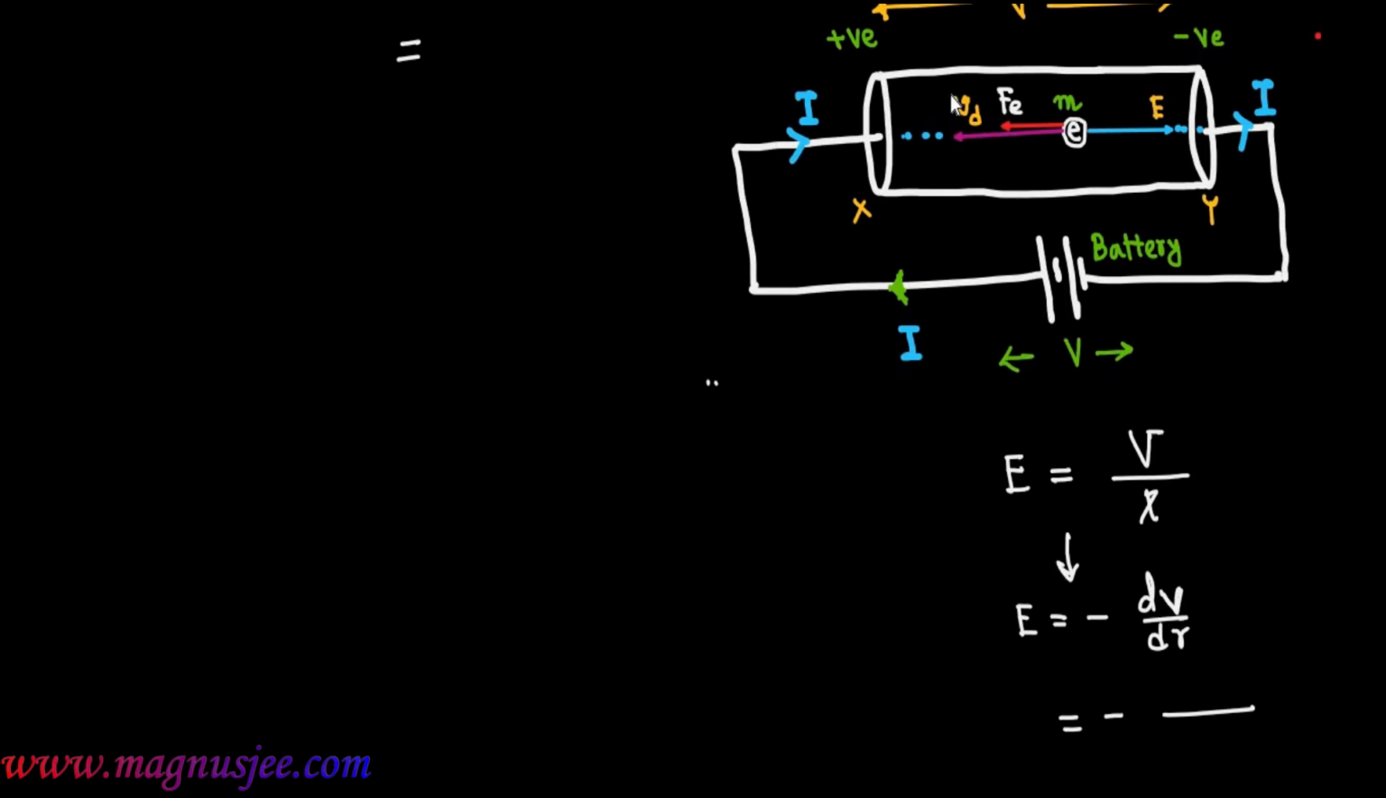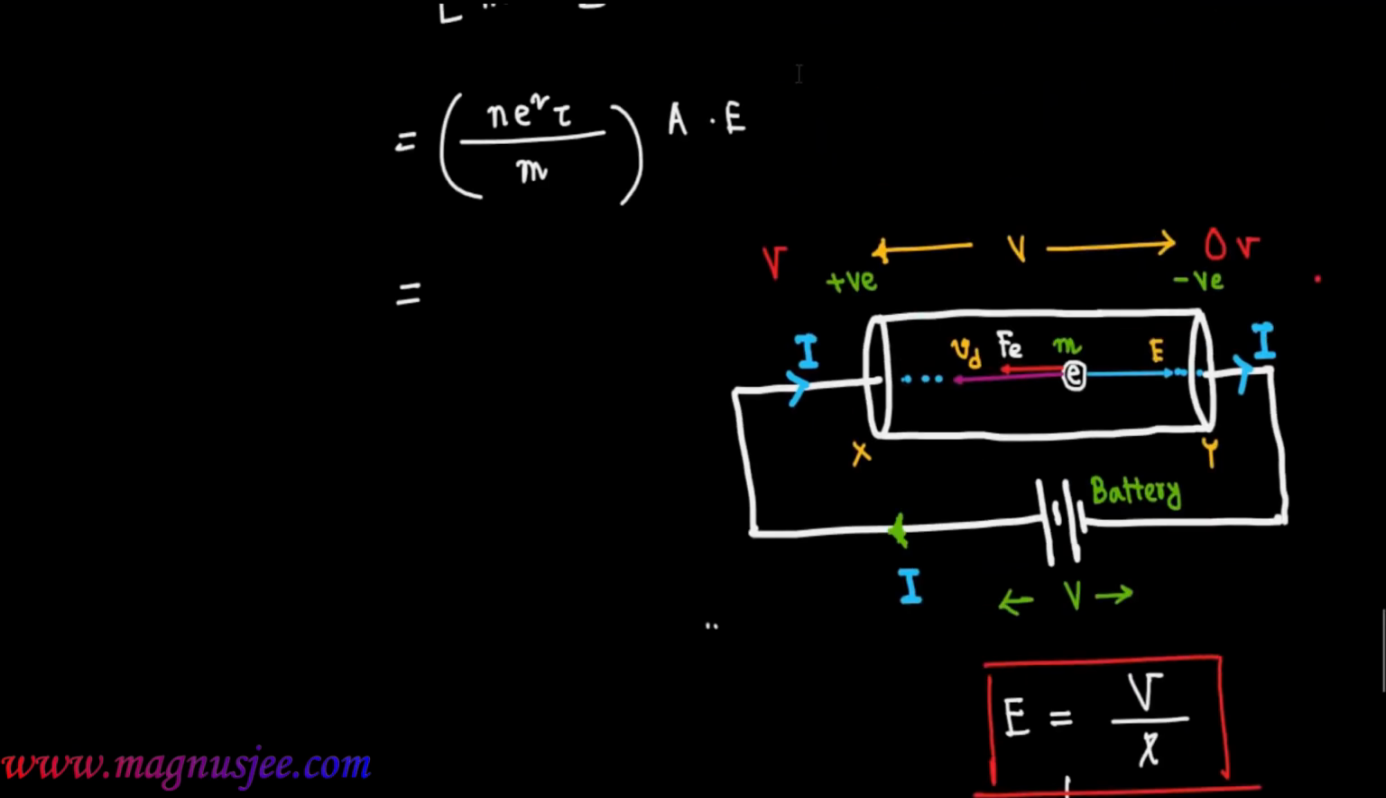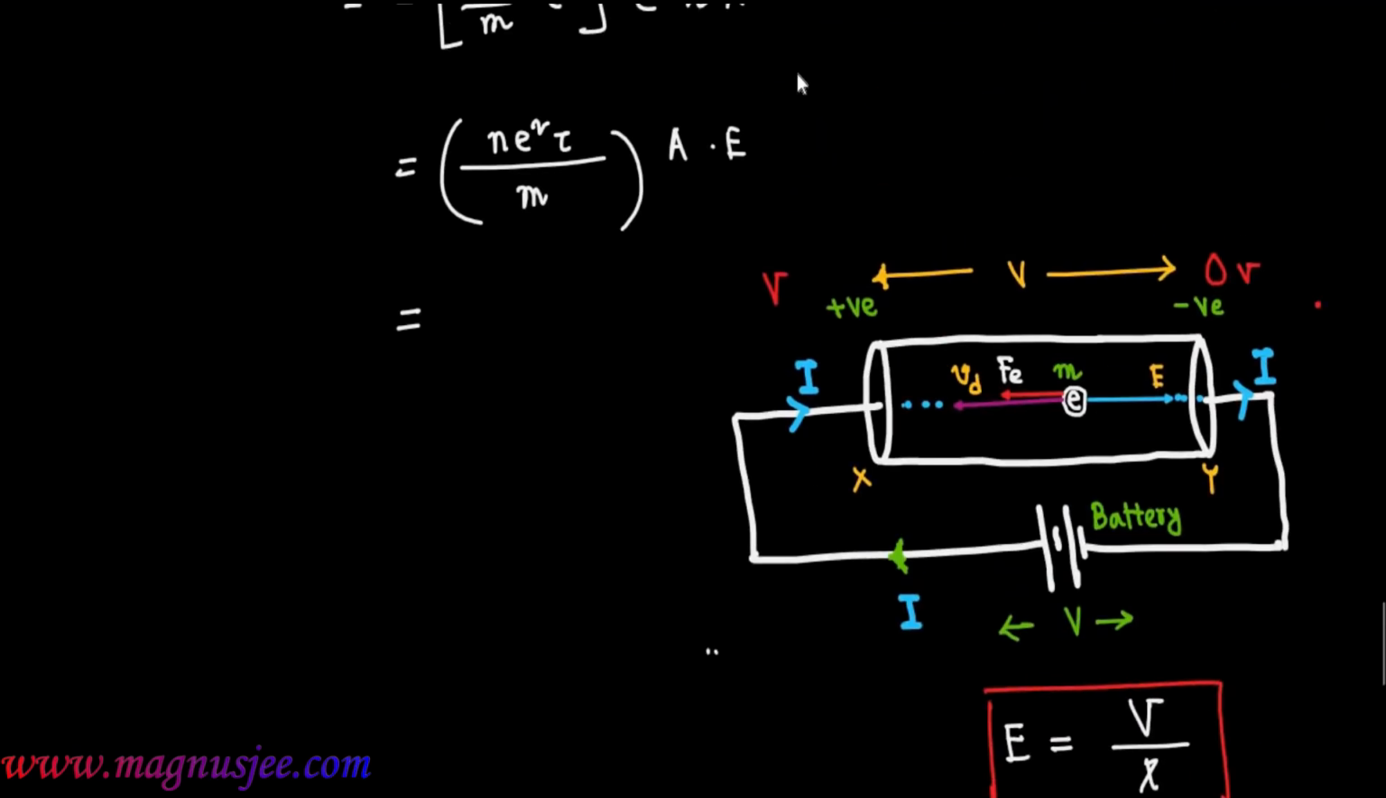Therefore, E is equal to minus, in place of potential difference dV between the two ends x and y, we can write 0 minus V divided by L. Now potential at the end y is 0. Potential at the end x of the conductor is V. That's why in place of dV we can write 0 minus V, and in place of distance dr we can write down the length of the conductor L. That's why we get field intensity E as V by L.